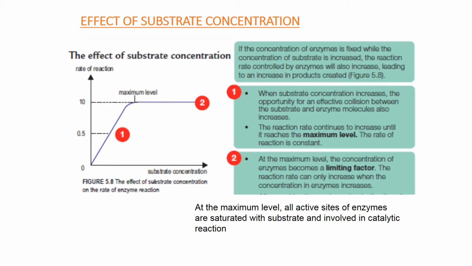Next, we refer to phase 2, which is the maximum level where the concentration of enzyme becomes a limiting factor. Dalam bahasa Melayu, kita panggil dia sebagai faktor penghad. This is because all the active sites of the enzyme are saturated. Bermaksud, semua active site pada enzyme telah digunakan sepenuhnya. Digunakan untuk apa? Dia digunakan untuk catalytic reaction. So, once it reaches this level, the rate of enzyme reaction becomes constant.